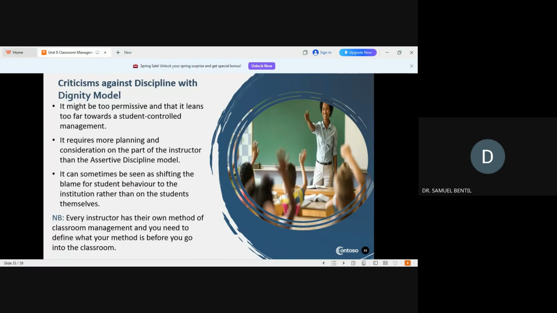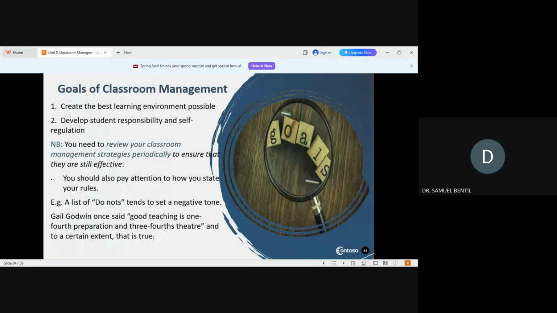But we are saying that as a teacher, you must have your own way or method of classroom management. And you need to define what method will best work for your classroom, taking into consideration the caliber of students you are handling, and decide which classroom disciplinary measure will best work for you. Any question on that or contribution?